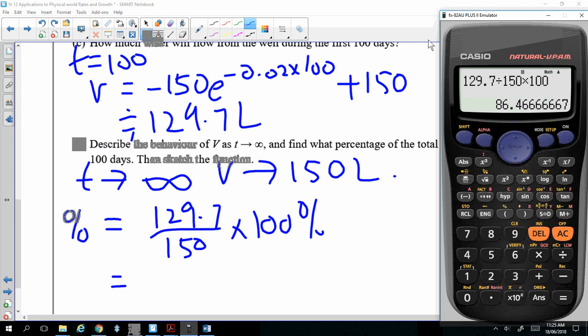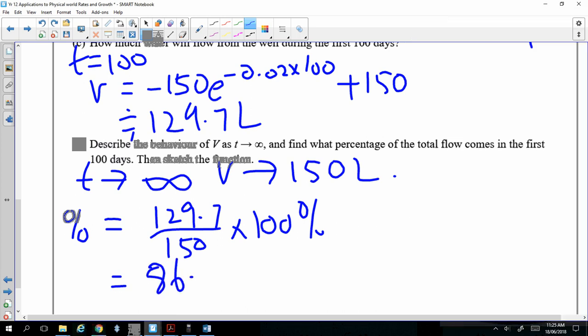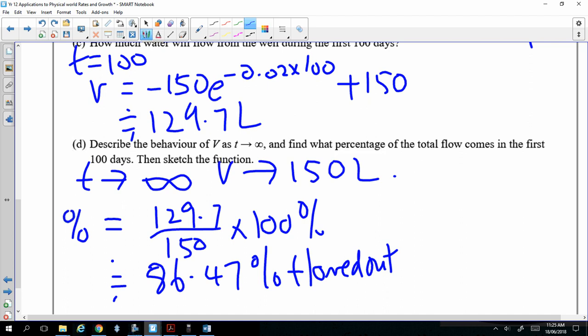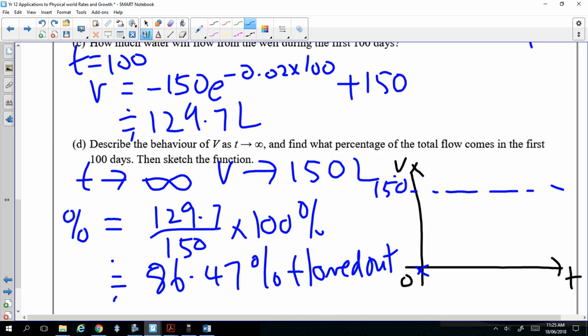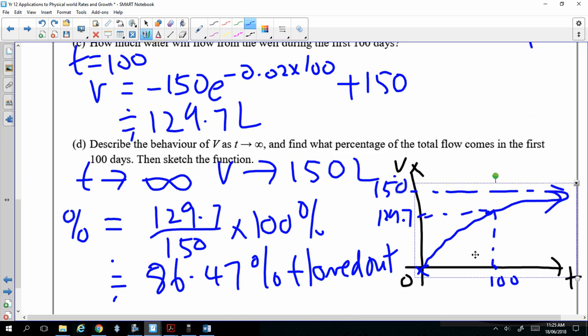And finally, we'll draw a graph of V against time. Now remember, initially there's nothing, so 0. And there's an asymptote at 150. After 100 days, about 86% has flowed out, so it will be about 129.7 at 100 days, and then it just levels off. Okay, that's the graph of V against time. So we can draw the graph using the information contained in the question. There's an asymptote, at 100 days it's 129.7, and when t is 0, it's 0. Okay. All right, I think all done. So you can try the exercise which I'll give you from the Cambridge booklet. That's it.